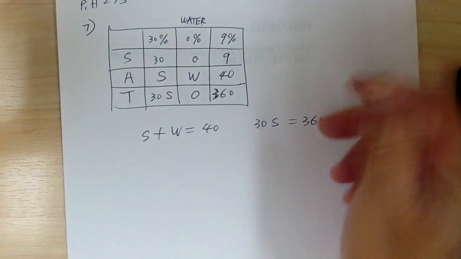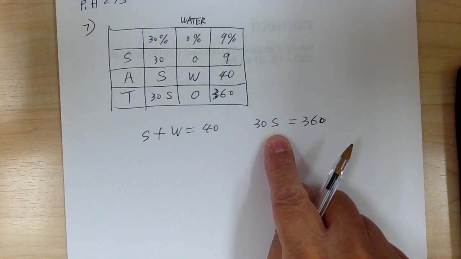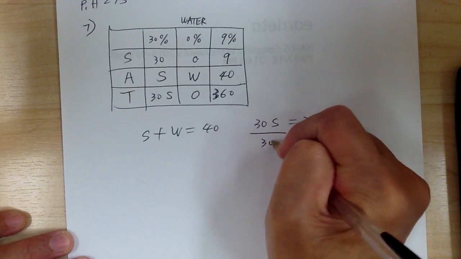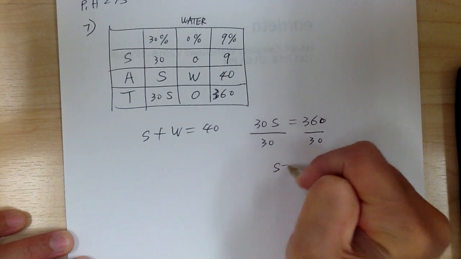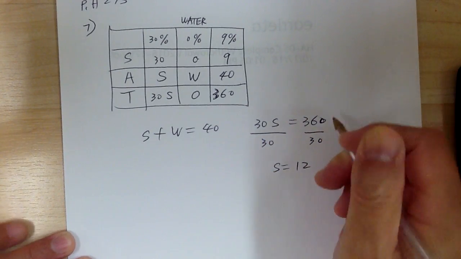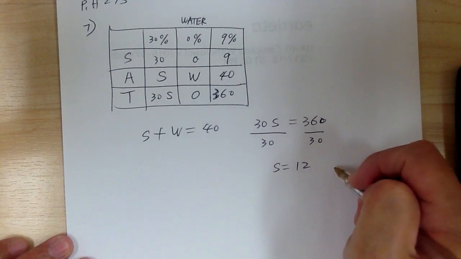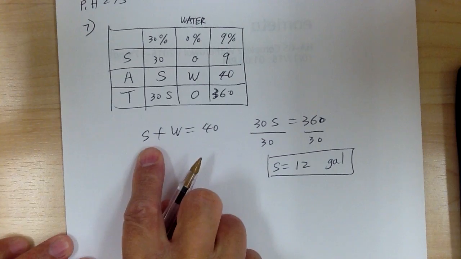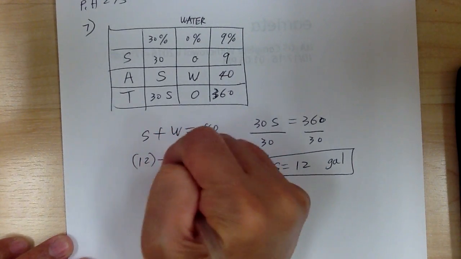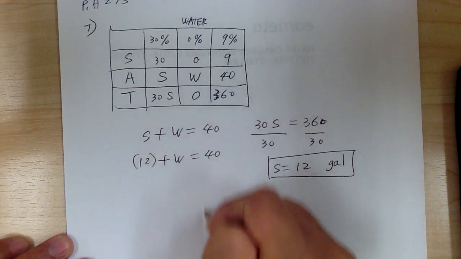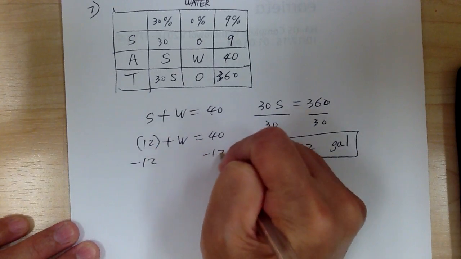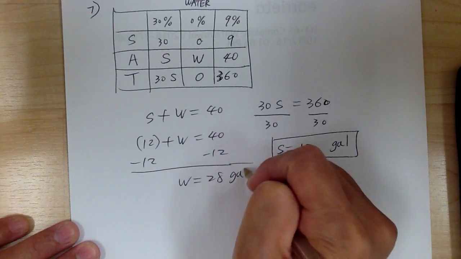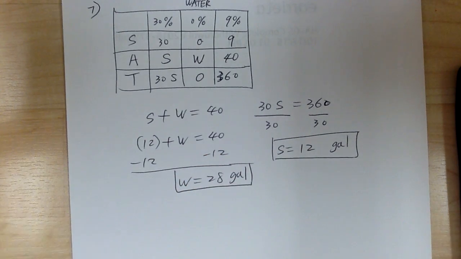Now when you solve, this has only one variable, so you can solve this already, because when you have only one variable, you can just go and solve. So you divide by 30, so S equal to 12, and the label would be gallons. And then you come over here and substitute, so 12 plus W equal to 40, minus 12, so W equal to 28 gallons. And that's it for number 7.